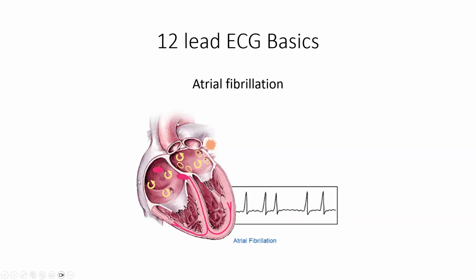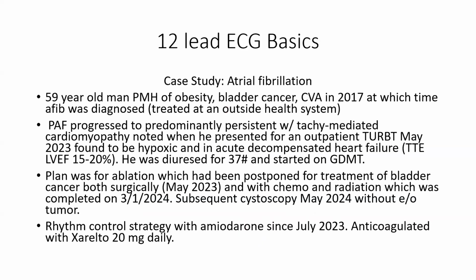That rhythm goes on to affect both atria in that they quiver and they beat quite rapidly. You don't see any P waves, and there's a very irregular R to R interval. So the hallmark is an irregular tachycardic rhythm.